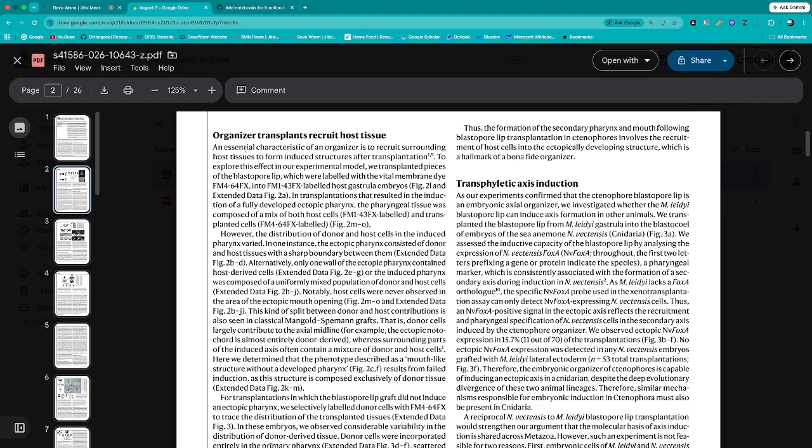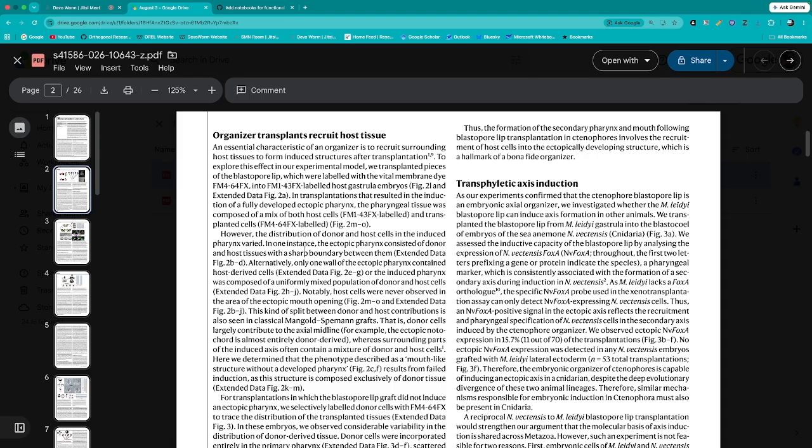To explore this effect in our experimental model, we transplanted pieces of the blastoporal lip, which were labeled with the vital membrane dye. And they talk about how they labeled these in host gastrula embryos. In transplantations that resulted in the induction of a fully developed ectopic pharynx, the pharyngeal tissue is composed of a mix of both host cells and transplanted cells. However, the distribution of donor and host cells in the induced pharynx varied.